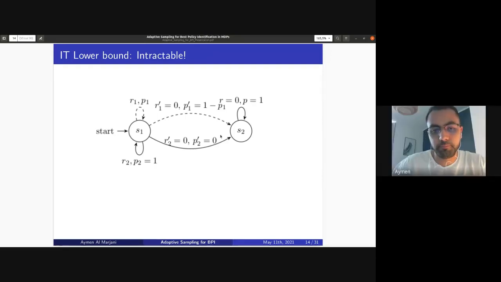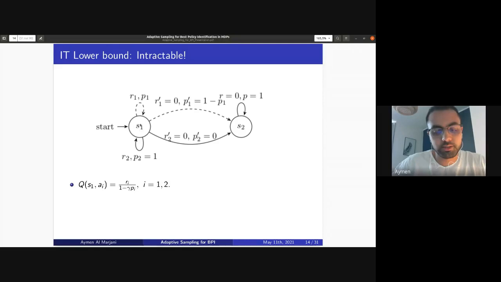So you can consider an MDP with two states, S1 and S2. You start at state S1, and once you arrive at state S2, the state is absorbing, so you stay there and you get 0 reward. The dashed arrows correspond to the first action, A1, and continuous lines correspond to action A2. And we have all these fixed parameters of the MDP here. So what you can change in this class of MDPs is only the reward of action A1, the transition probability of staying at state S1 after taking A1, and the reward of the second action.